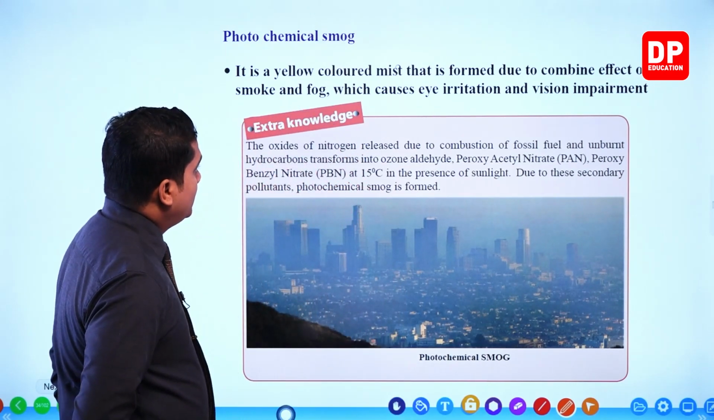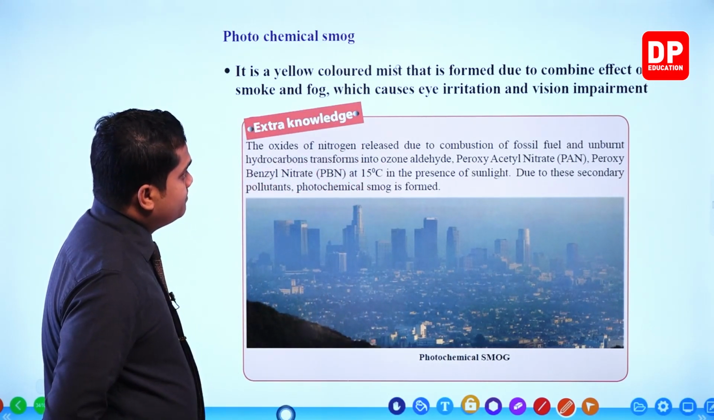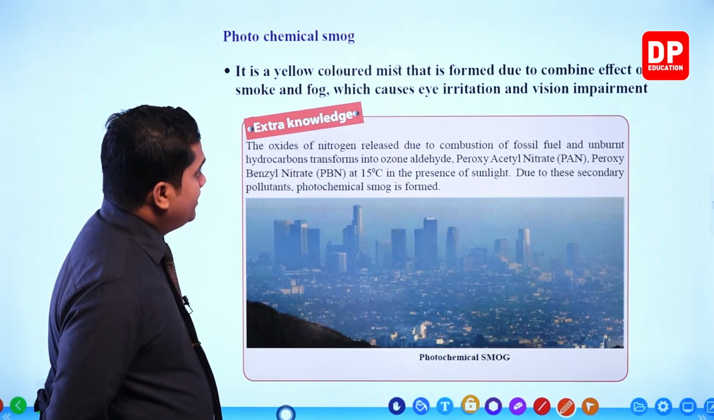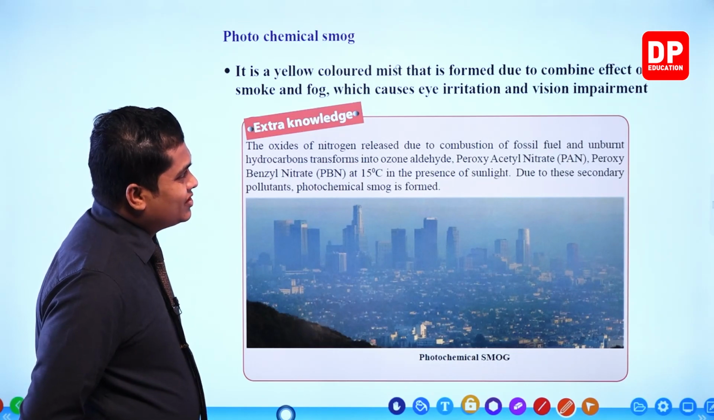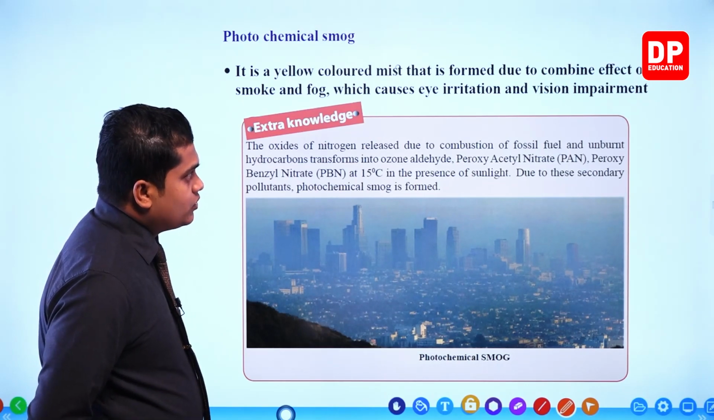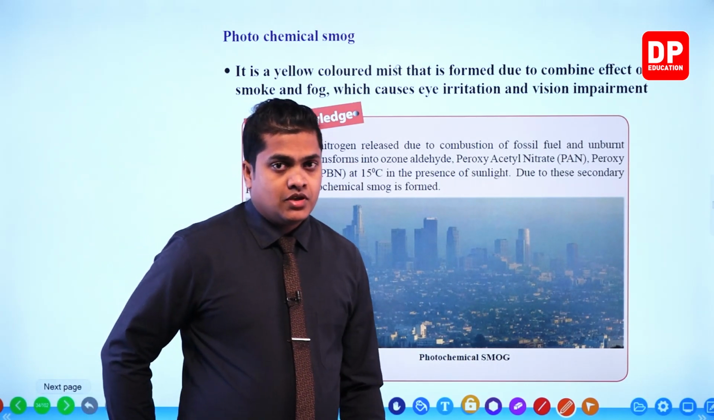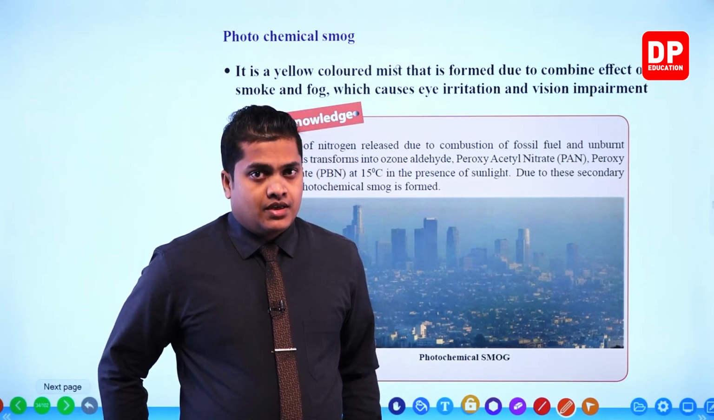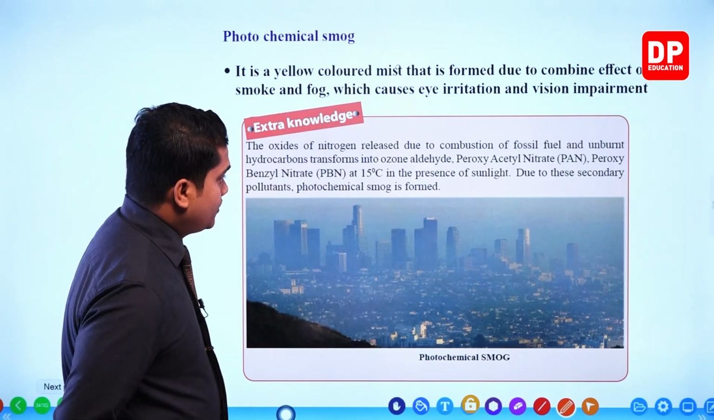So here, because of the creation of this yellow color mist, what will happen? Eye irritation will be caused and also vision impairment. So vision impairment and eye irritation will be caused because of this. Then you are given a figure for the external edge.